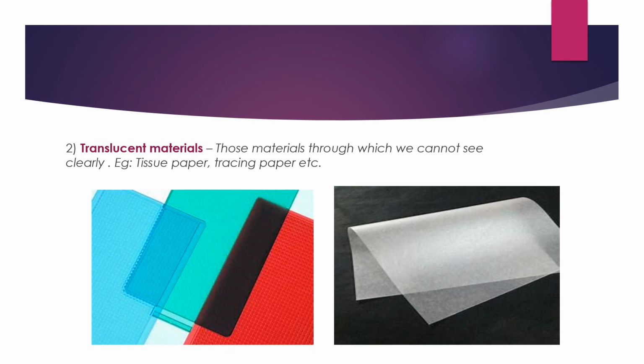Next is translucent material: those materials through which we cannot see clearly. Examples: tissue paper, tracing paper. These are all translucent materials. One more example is butter paper, which is also a translucent material through which light cannot pass completely.